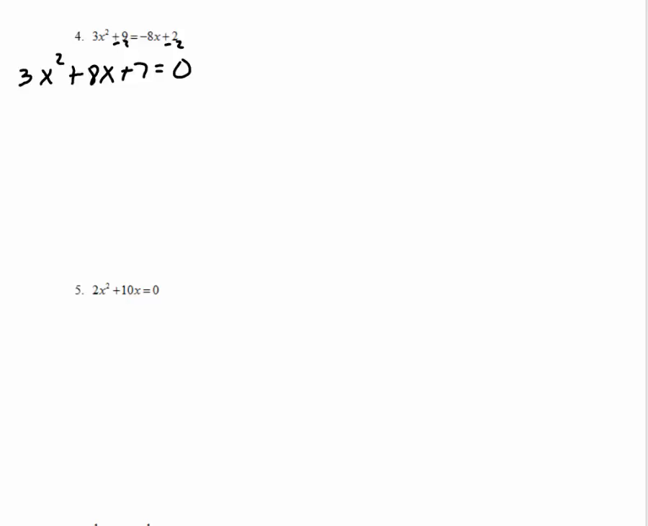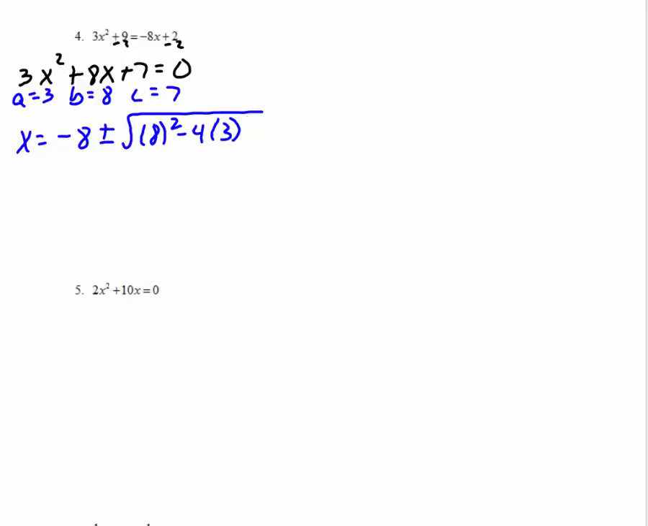I could try the AC method, but in this section, sometimes factoring is not going to work. And so I'm going to go ahead and use the quadratic formula. I already know what A is. A is 3, B is 8, and C is 7. So plugging this into my formula, I get x equaling opposite of b, so -8 plus or minus the square root of 8 squared minus 4 times 3 times 7 all over 2 times 3.